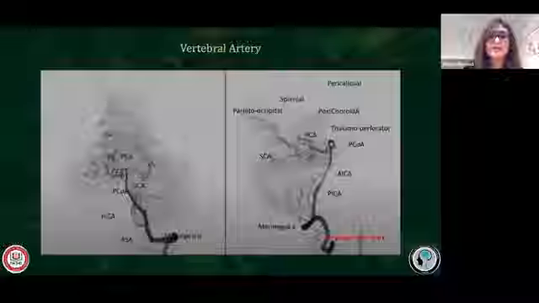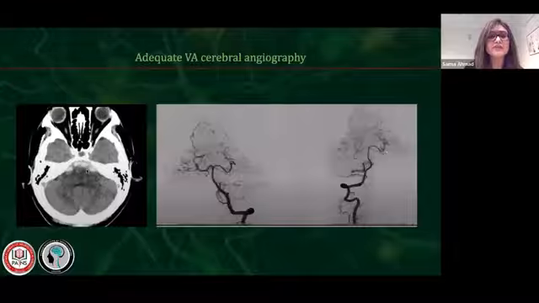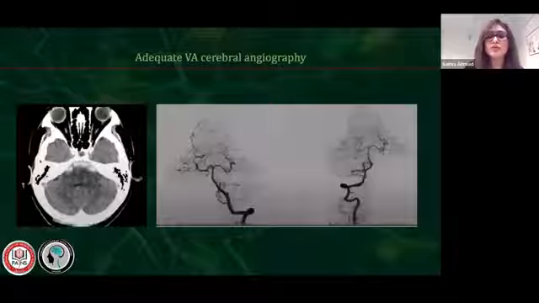This area is very important because it has the medial and the lateral thalamoperforators. So whenever we have any kind of prepontine hemorrhage, we should always perform bilateral vertebral artery angiograms. Mostly people do only one vertebral angiogram, which is not enough. So our study is complete when we do bilateral vertebral angiograms.